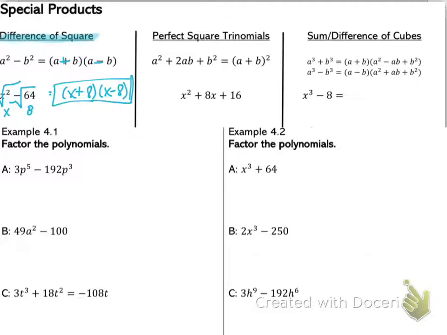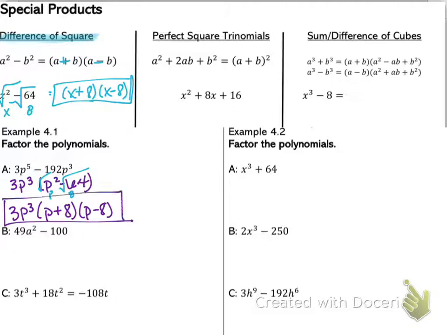Beneath it, we have the same idea. In fact, we've started this one before. We need to factor out that 3p cubed to get p squared minus 64, and it's actually the exact same information that we had before. So we're going to say, okay, square root of the first, square root of the last, that gives us p and 8. So it should say 3p cubed, because remember, you always carry your GCF with you, times p plus 8 times p minus 8. And that's our answer.